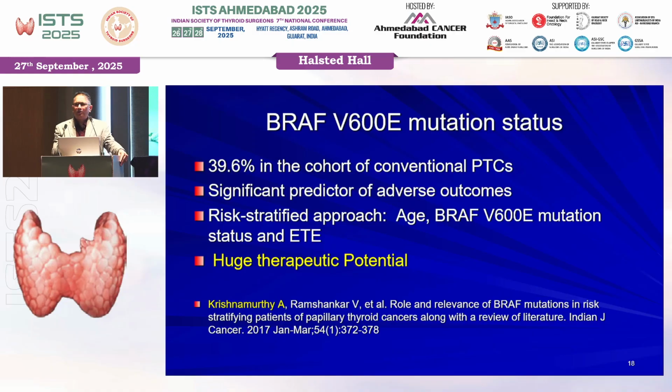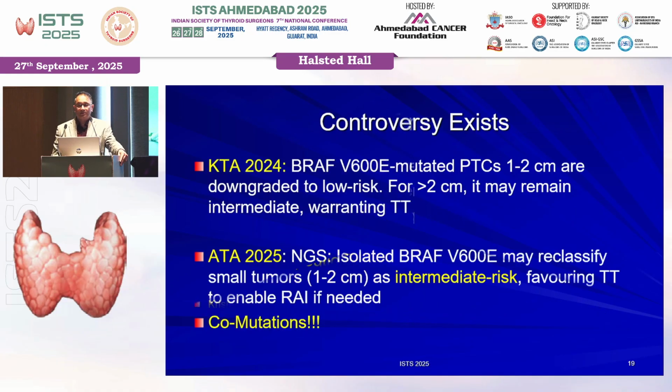Of course, in our cohort of patients, when we studied the BRAF V600E mutations, we found that 40% of our PTCs had this mutation. It is a significant predictor of an adverse outcome, and we came up with a risk stratified model of considering age, BRAF V600E, and ETE as a predictive model, and this also has got a huge therapeutic potential. Of course, we are not going to discuss that during this course.